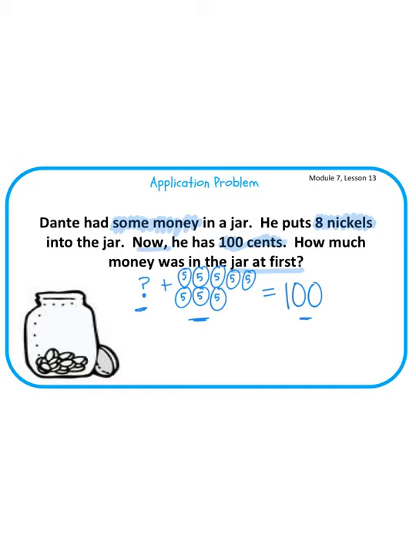All right, did you try it on your own? So let's start with the nickels and find out how much they are. So 5, 10, 15, 20, 25, 30, 35, 40. So he had something in the jar. He added 40 cents and he ended up with 100. So what plus 40 equals 100?